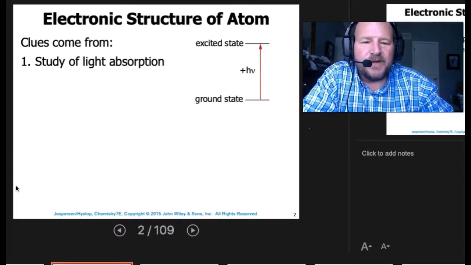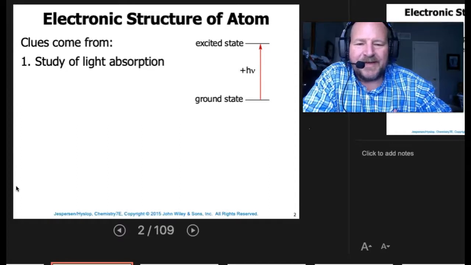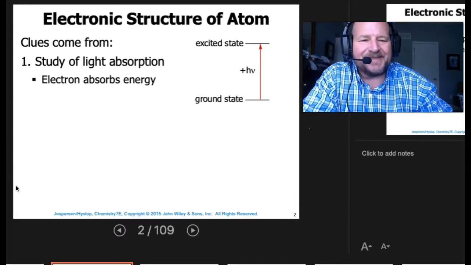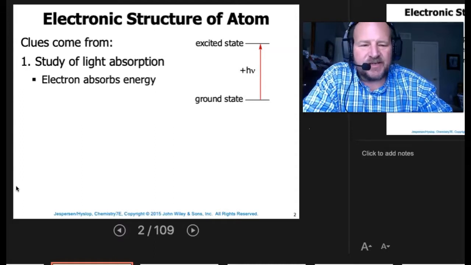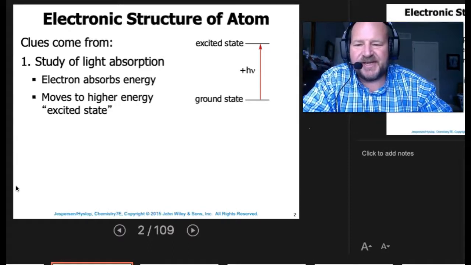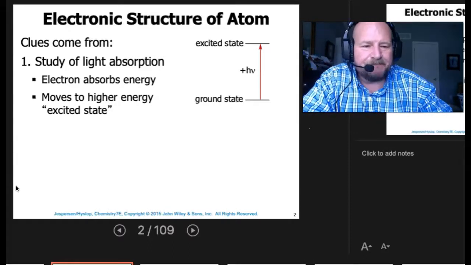So what we can see now is that we have a ground state electron. We're going to add one quanta or an h nu of energy, and that's going to transform that electron up to an excited state. So the electron itself is going to absorb energy and then what we call promote or move to a higher energy state called an excited state.